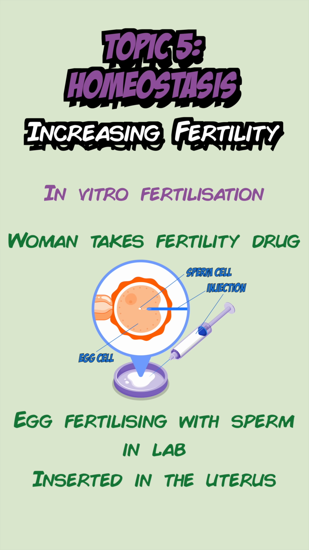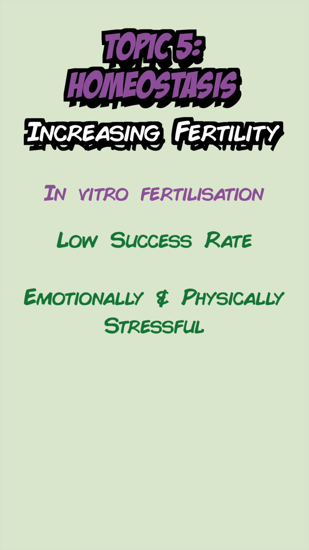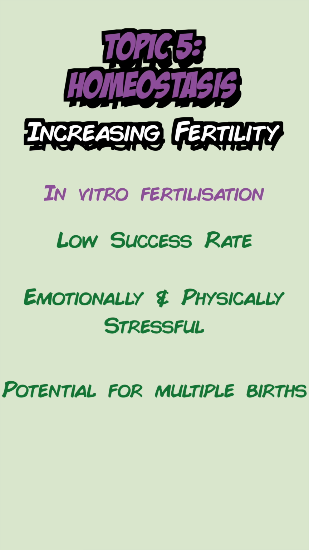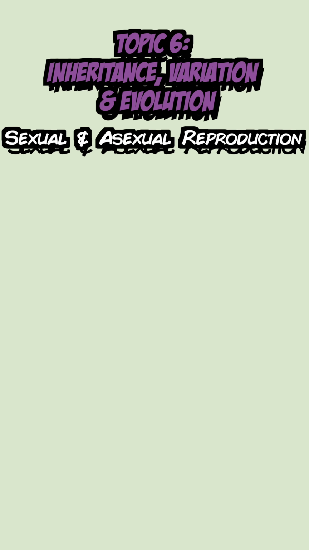This does increase the chance of a woman getting pregnant, however it does have a low success rate and is both emotionally and physically stressful. There's also a potential for multiple births, such as twins and triplets or even more, which can increase the chances of miscarriage. Now for topic 6, the first part is on the difference between sexual and asexual reproduction.